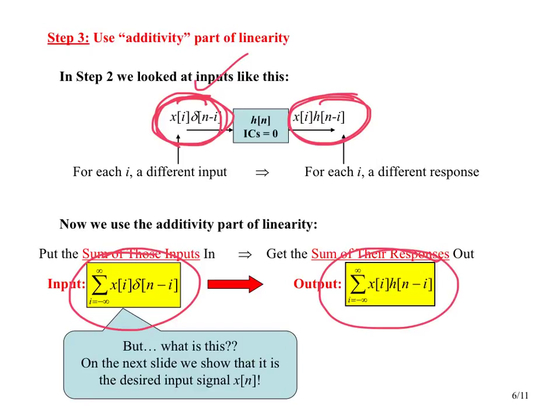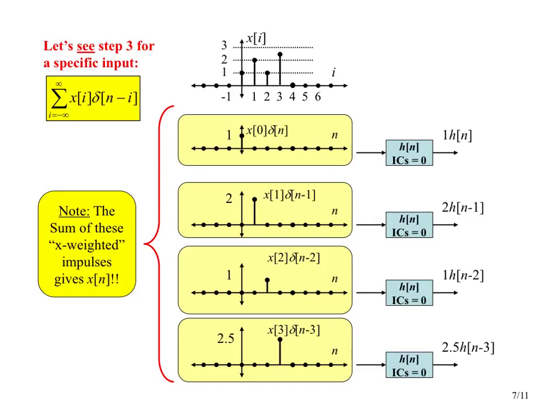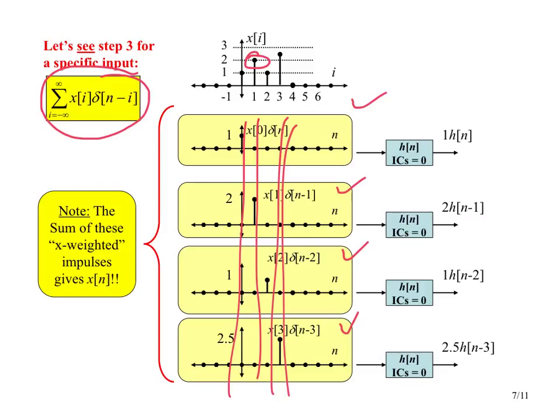But now let's just take a look to see what is this thing that we're putting in. Going back to our example here, x of 0 times delta of n looks like that. x of 1 times delta of n minus 1 looks like that. The next term looks like that. The next term looks like that. So those are all of the things that we put in individually, and we're asking to add all of those things up. If we add just down vertically, for each value of n, what we see is that we get the actual input x of n.